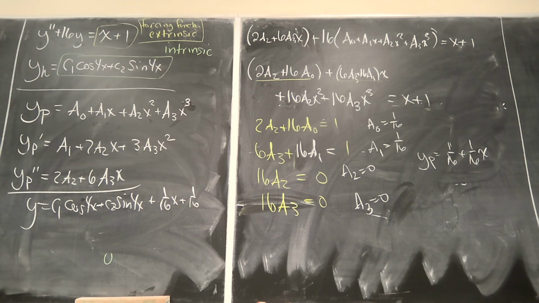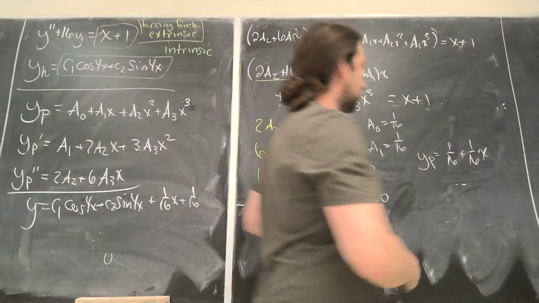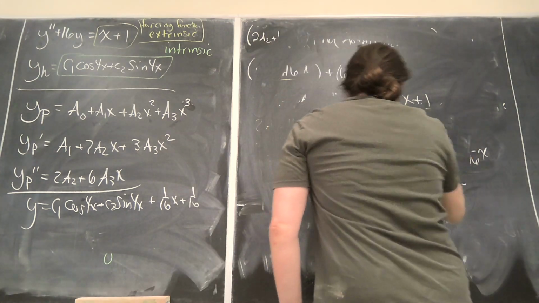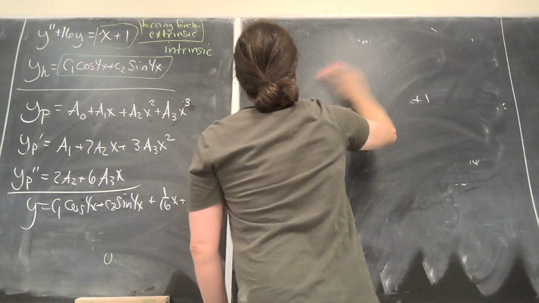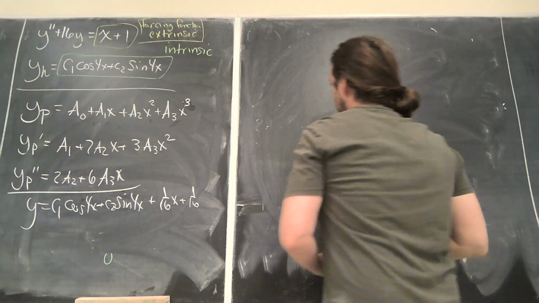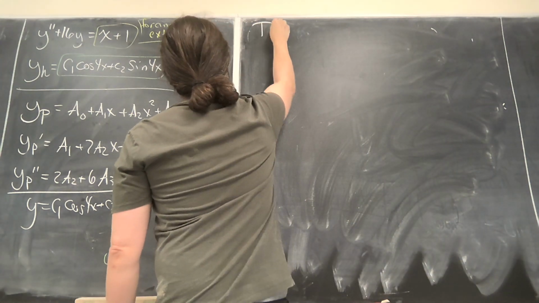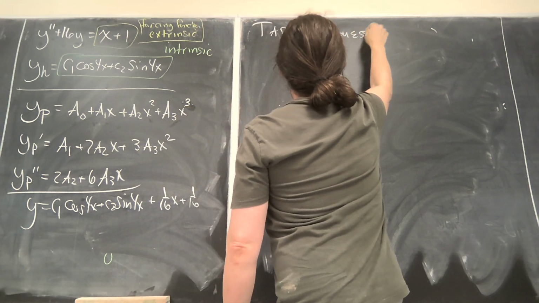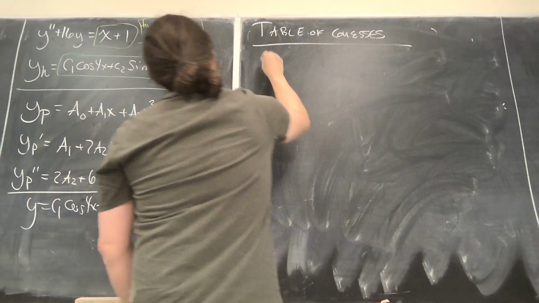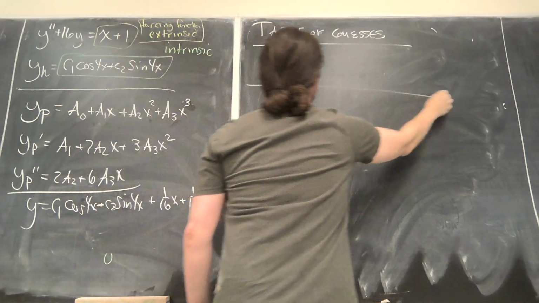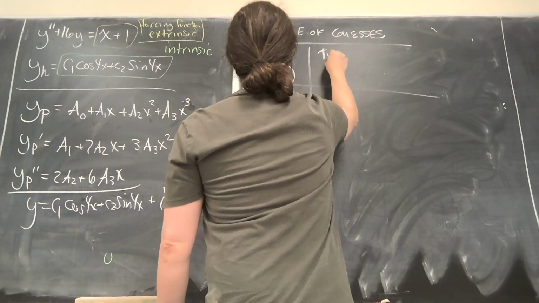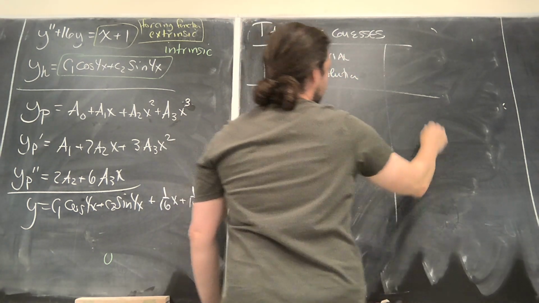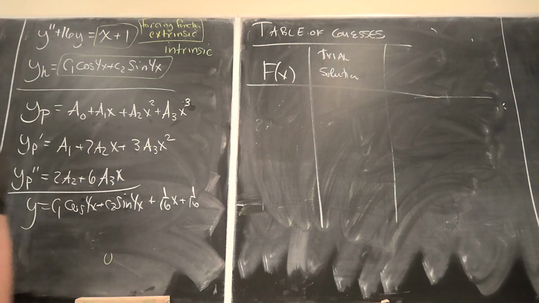All right. So before I go on to the next part, I'm going to write down the table. This is in my notes. It's in the book as well. Essentially what we're going to do is, based on the form of the forcing function, you always know what the guess should be. So here's the table of guesses: the forcing function and the trial solution. And I'm going to leave another column here for reasons that will become clear in a second.